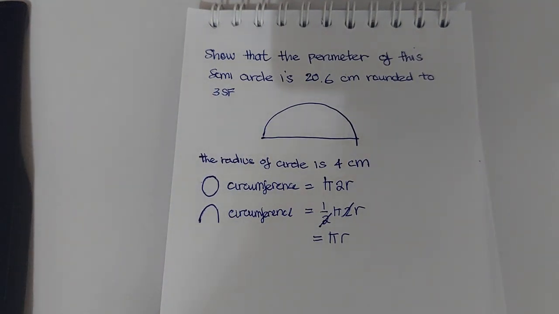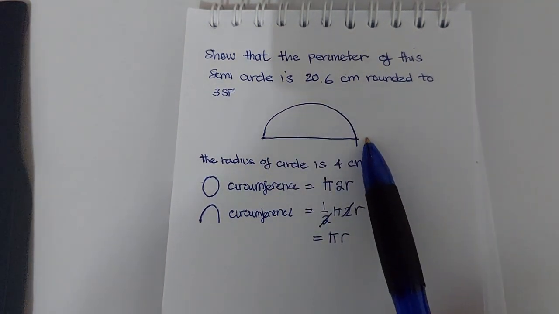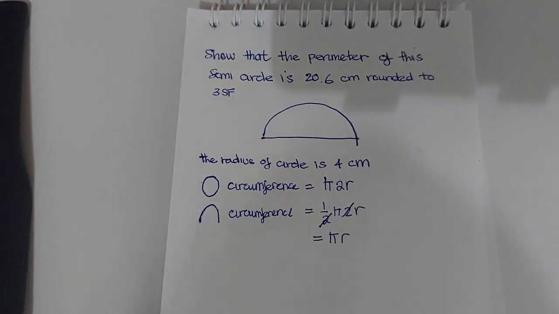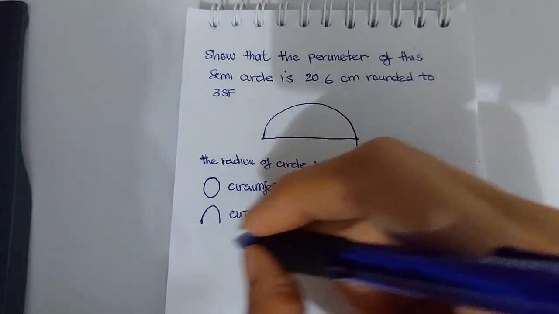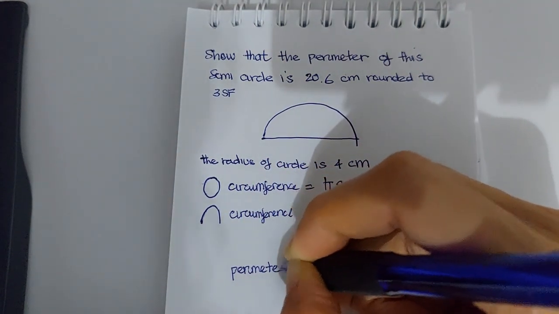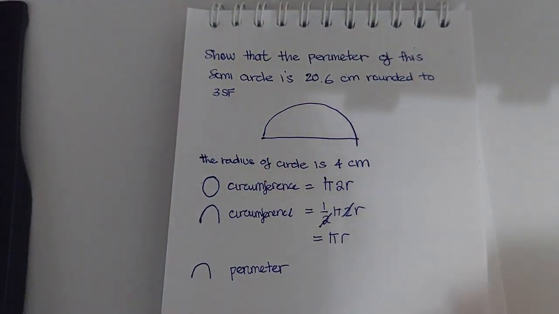But you know what? I need to find the perimeter of this one. Not only this, but also this one. What is this? That one will be the diameter of the circle, correct? So, I will write it again. So, what will be the perimeter of this one? You have this. What is the formula to find this one?